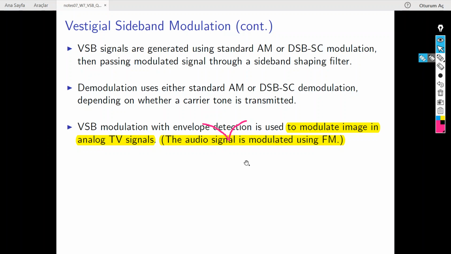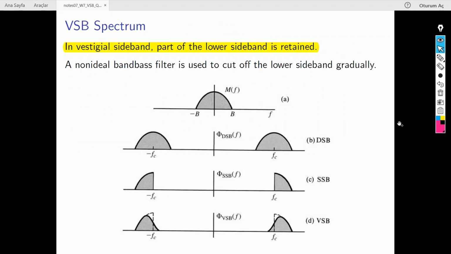Vestigial sideband modulation with envelope detection is used to modulate the image in analog TV signals. Why in analog TV? Because a TV signal is usually composed of video and images, and the audio signal is usually modulated by FM, or sometimes AM if you want to cover large distances of more than 100 kilometers, throughout the country, you can transmit your signal. So far so good. Yes.